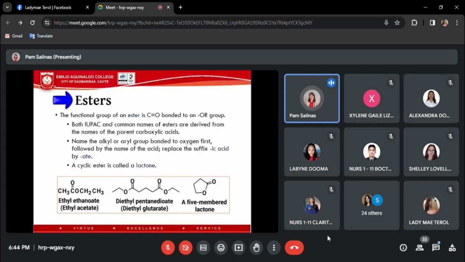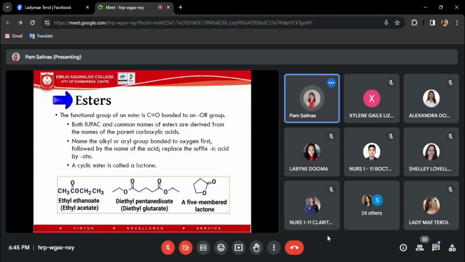Since we have 2 carbon double bond OOR groups. So why is it diethyl? Because we also have 2 ethyl groups attached, which are bonded to the carbons that we have. So that's our first one, diethyl pentanedioate. And this one is a 5-membered lactone.